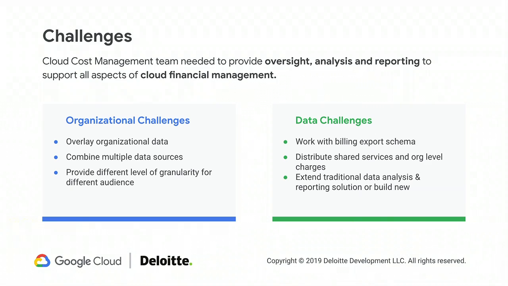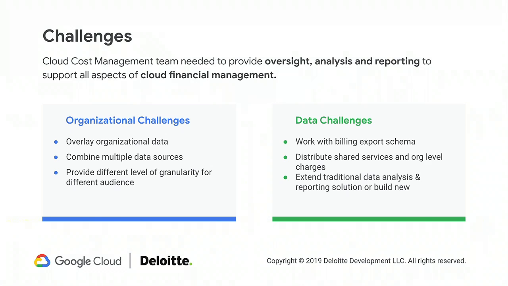The first set of challenges were organizational challenges, and I'm sure all bigger organizations would face this. Every organization will have some kind of structure. For example, they'll have lines of business, vice presidents, departments, applications, and so on. So how will you overlay all of this data, your organization structure, onto your GCP billing? Because you may have to showcase all of that back using that structure.